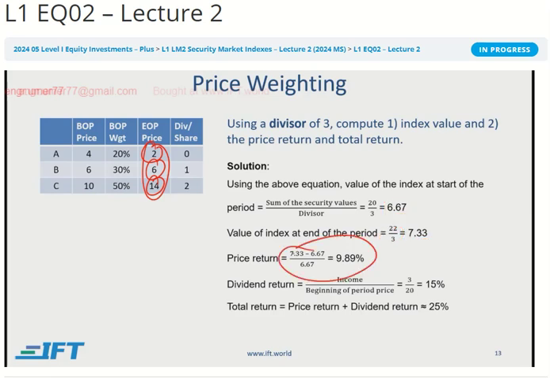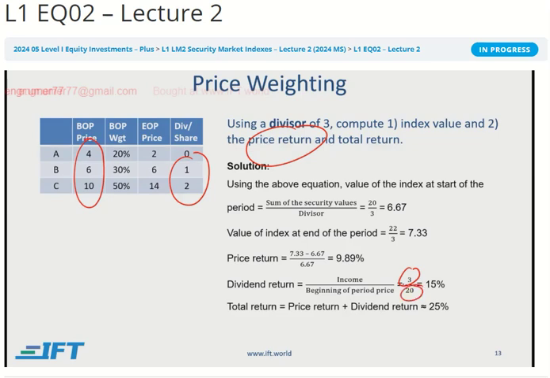And how much is that in return terms? 7.33, which is the ending value, minus the beginning value, divided by the beginning value. And you get 9.89. Now that is just your price return, right? What is the income here? 1 plus 2, so total of 3. And your original investment is 20. Right, so if you bought one of each, that would be 20. So you make 15% on your dividend. You made 9.89 on your price, approximately 10. So 10 plus 15 is approximately 25.